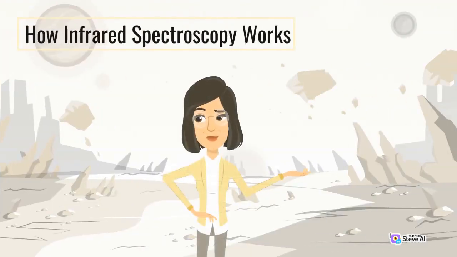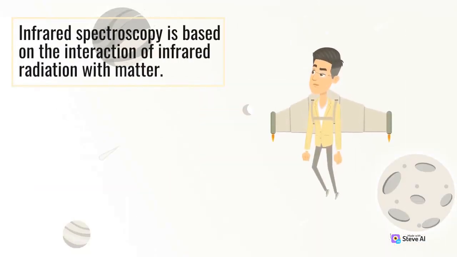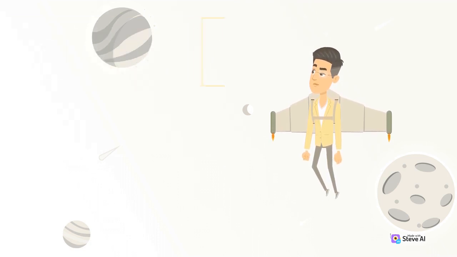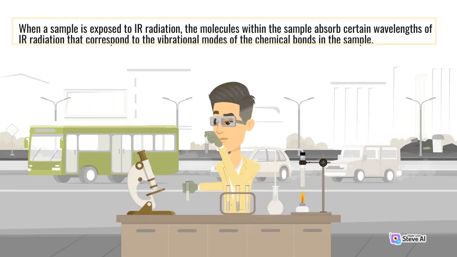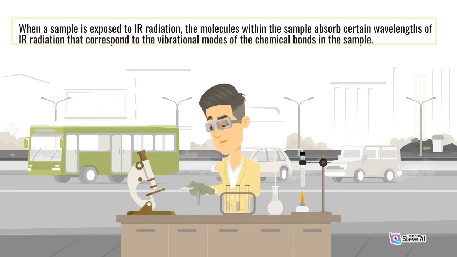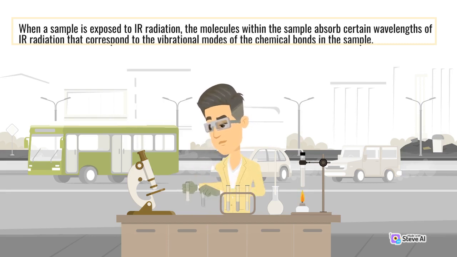How infrared spectroscopy works. Infrared spectroscopy is based on the interaction of infrared radiation with matter. When a sample is exposed to IR radiation, the molecules within the sample absorb certain wavelengths of IR radiation that correspond to the vibrational modes of the chemical bonds in the sample.